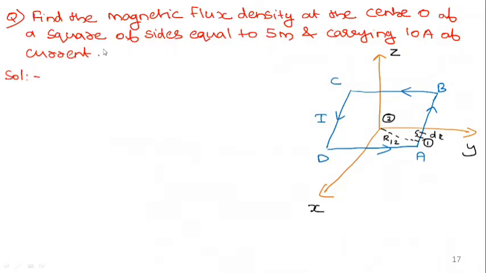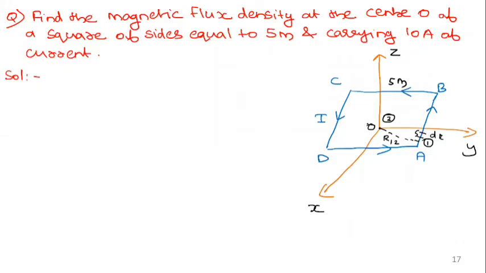In this question it is given, find the magnetic flux density at the center O. This is the center, I haven't marked it. So the magnetic field intensity at the center O of a square of side equal to 5 meters. Each side is equal to 5 meters, because it's a square, and it carries 10 ampere of current. So you need to find the magnetic flux density at the center O.